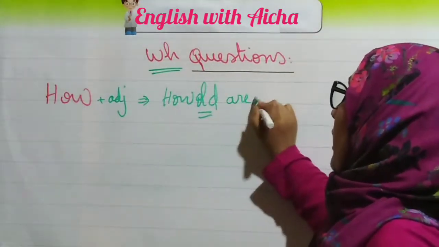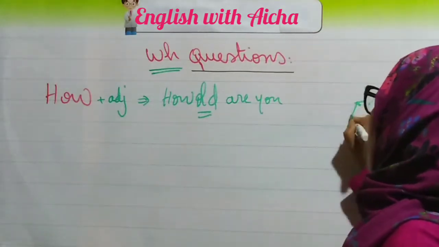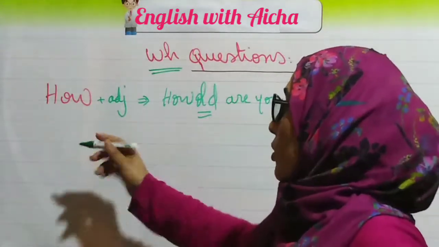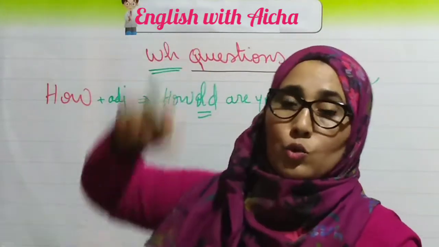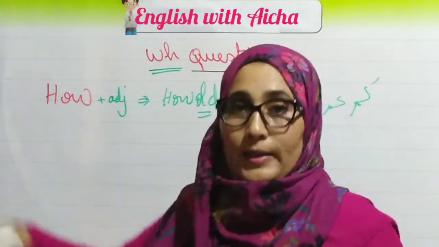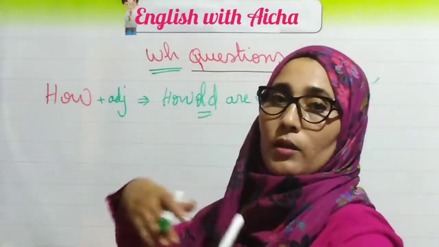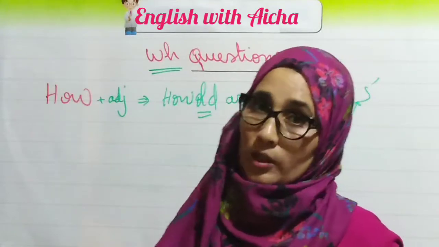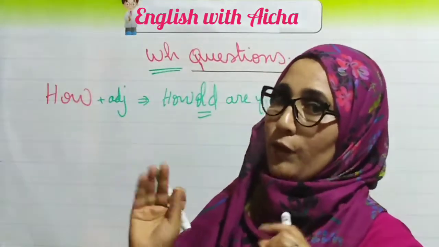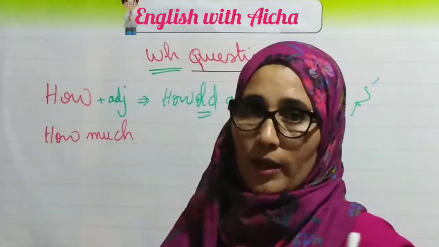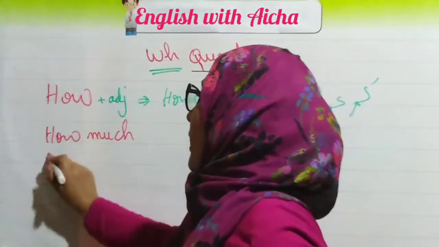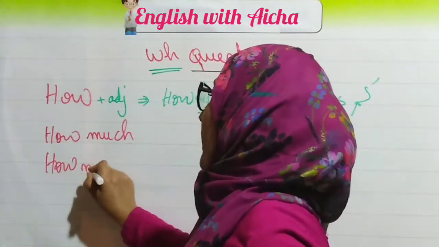How old are you? Okay? We can say also how high, how tall, how far. So how plus an adjective. Here it's different. Okay? Then we have how much or how many.